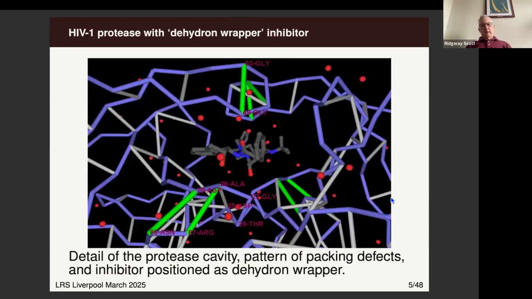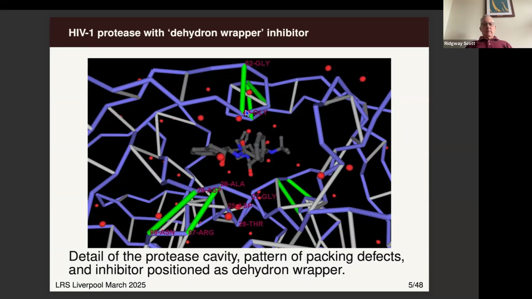Okay, so let's drill down a little bit more as to what we mean by dehydrons and wrapping technology. This is the HIV protease, and it's got an inhibitor in there in the middle that's darker gray. In blue is the protein backbone of the protease. And marked in green are these dehydrons.